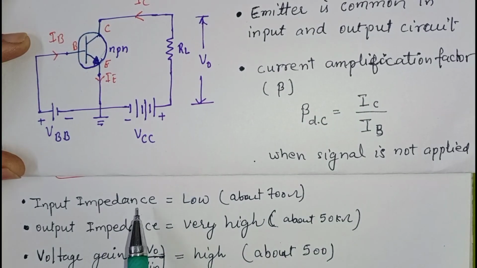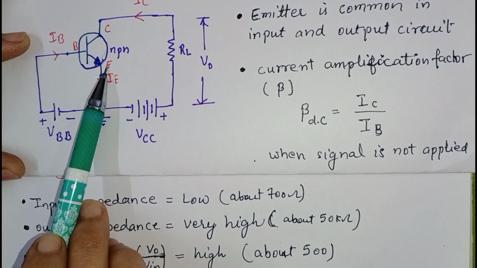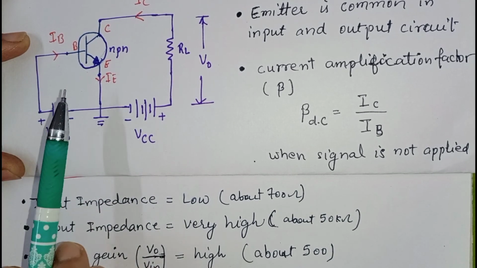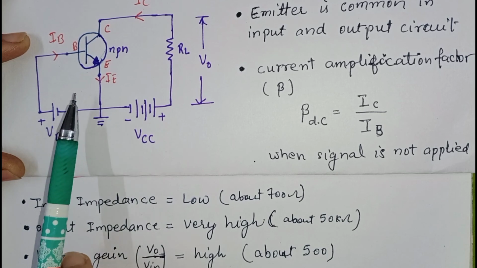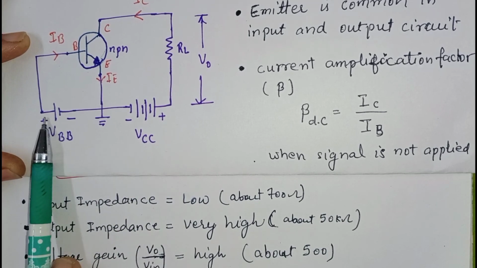In common emitter configuration, input impedance is very low. It is about 700 ohms. This is low because input is applied between base and emitter junction. And base and emitter junction is forward bias, and in case of forward biasing, junction always offers a very low resistance due to thin layer of depletion region.